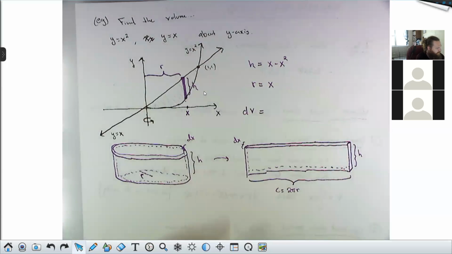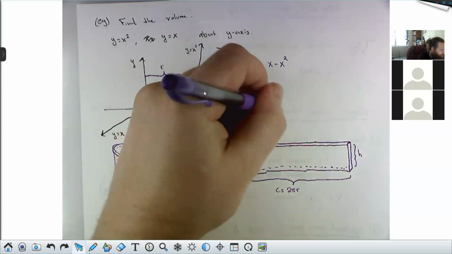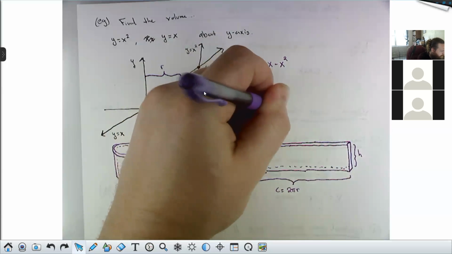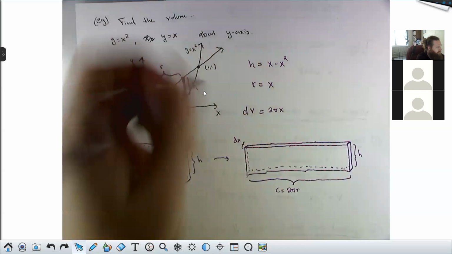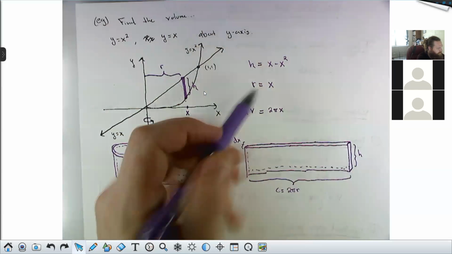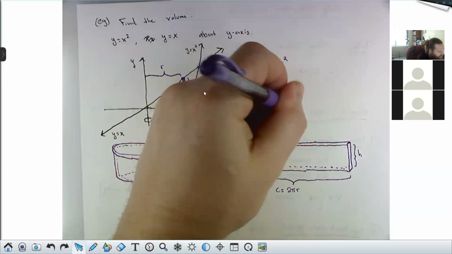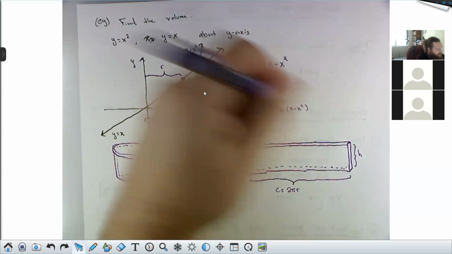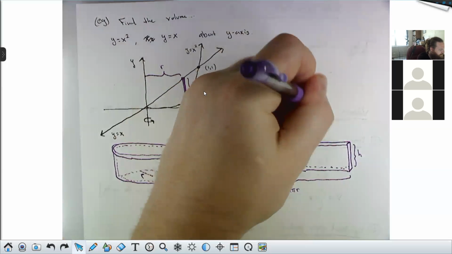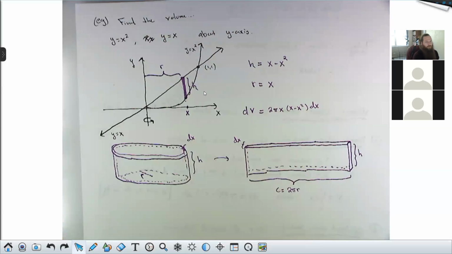Well, if the radius is x, then dV is going to be 2 pi x times the height, which is x minus x squared, times that thickness, which is dx. This is just coming from the formula that I gave you at the start of class: 2 pi r h times dx.